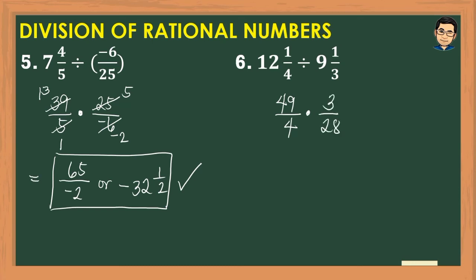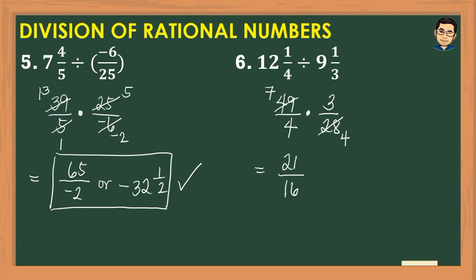And then we get the GCF of 49 and 28. That is 7. So 49 will become 7. And then 28 will become 4. And then we multiply the remaining factors. 7 times 3, that is 21. 4 times 4, that is 16.